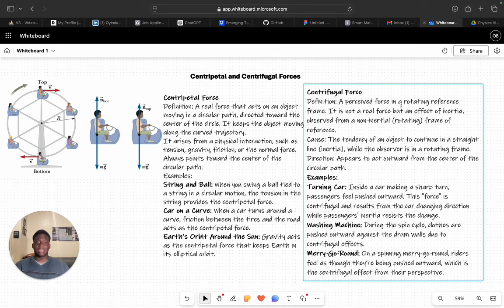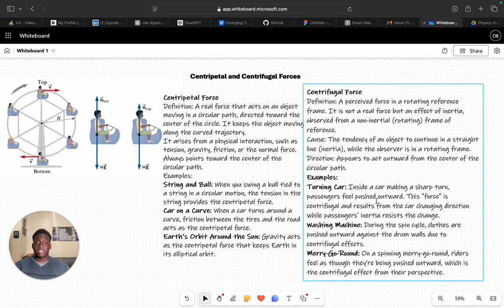An example we can consider is a turning car, as you see here. Inside a car making a sharp turn, the passengers feel pushed outward. You feel a jerk push outward. This force is centrifugal, and it results from the car changing directions while the passengers' inertia resists the change. So your body seems to go the opposite way from the way the car is actually going.